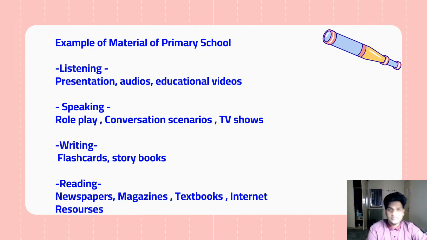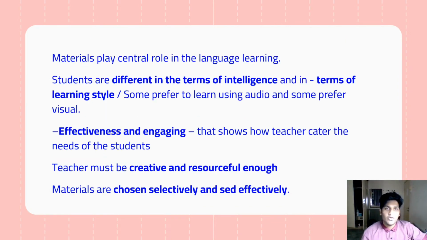For writing, we can use flashcards and storybooks. And finally, for reading, we can use real life materials such as newspapers, magazines, textbooks, and recently we can use internet resources, which are much more effective for reading materials. Based on what we have looked at before, materials play a central role in language learning.